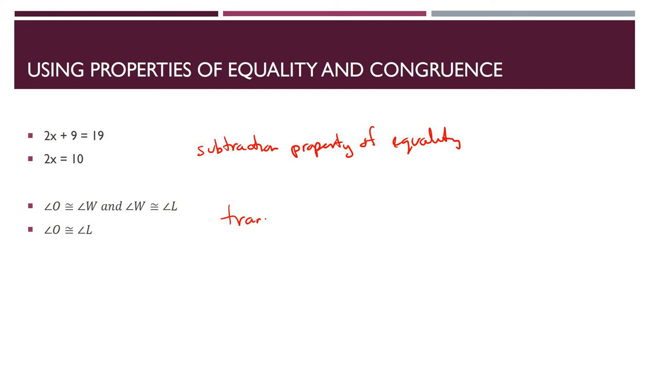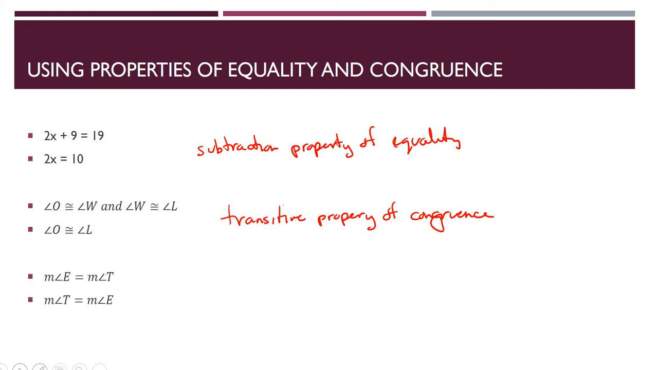Okay, this is the transitive property of congruence. And the last one, what do you think this one is? And this is the symmetric property. Oops, that's supposed to be a C. Symmetric property of congruence. Okay, so very simple examples of how to use these properties to explain how I can go from one step to another.